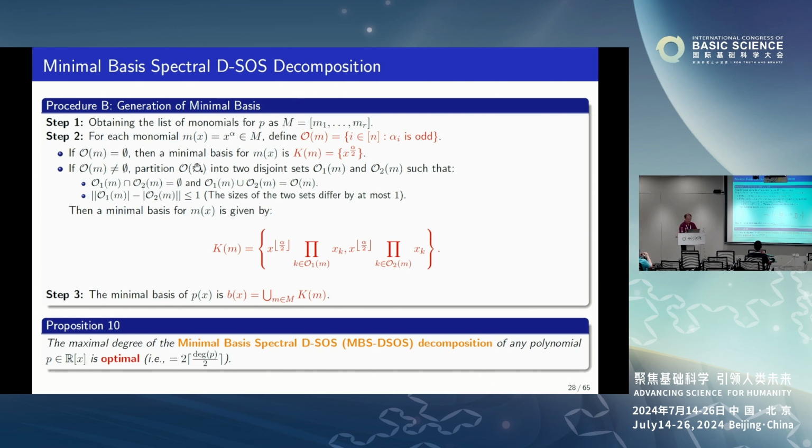Otherwise, we separate it into two distinct parts, O1 and O2, and the difference of their sizes should be up to 1. It means either equal size, or one has one element more than the other. In this case, the minimal basis set is constructed with just 2 elements. And we union them, and we get the minimal basis for the whole polynomial P. Based on this, we propose the minimal basis special decomposition. And theoretically, we can prove the degree is optimal.